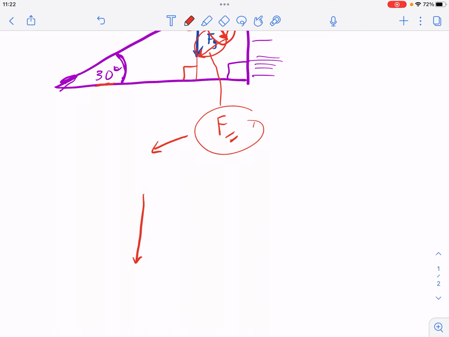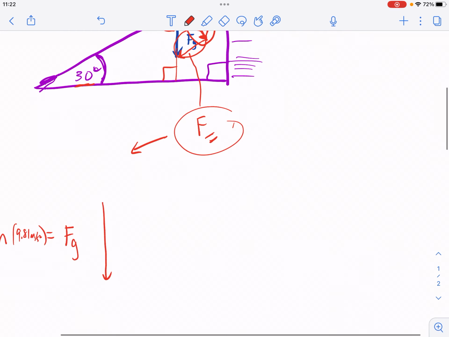Okay, let's try that again. The one that's straight down is the force of gravity. And we can calculate what the force of gravity is because that's an object's weight. That's its mass, whatever its mass is, times the acceleration of gravity, 9.81 meters per second squared. So Fg I can calculate. Then I've got my component this way, and I've got my component that way. These are the two things I'm trying to solve for.